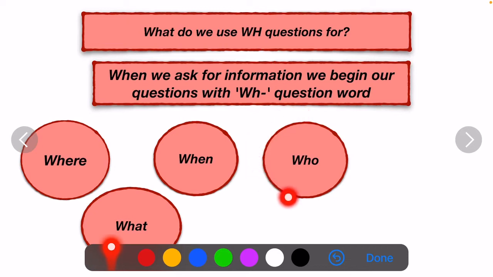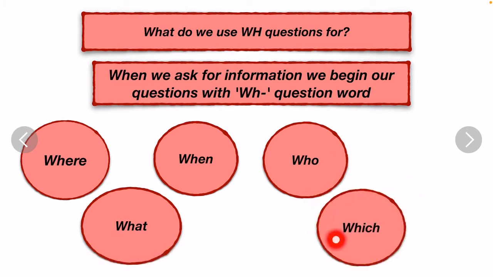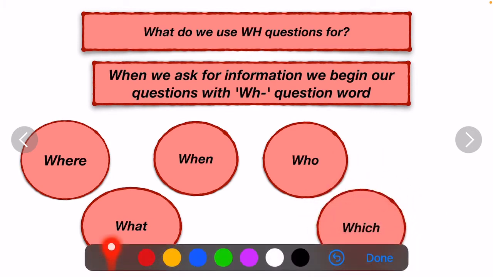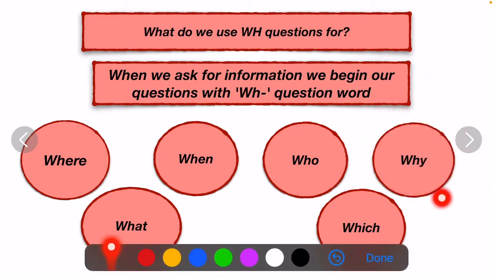The fourth question word is the word who. We use the word who to ask about persons. Example, who is at the door? The fifth question word is the word which. We use the word which to ask about an option or a choice. Example, which is the largest city in the world? The last question word is the word why. We use the word why to ask for reasons. Example, why did you say that?